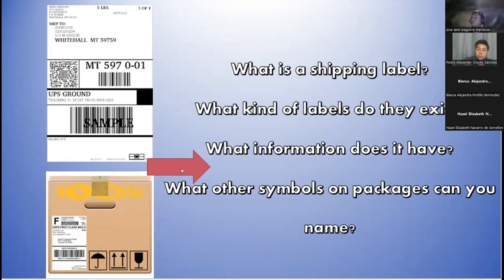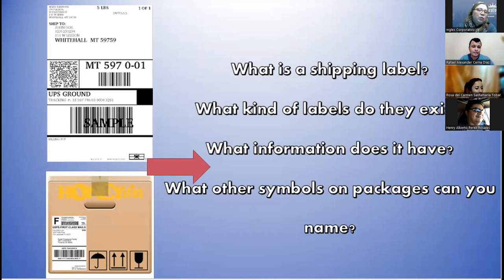Okay, what other symbols on packages can you name? What other things, apart from a shipping label, can we find on top of the package? For example, in this box, we can see fragile. Yes, fragile. And the do-not-stack one, this is heads up, okay? Heads up, facing upward.